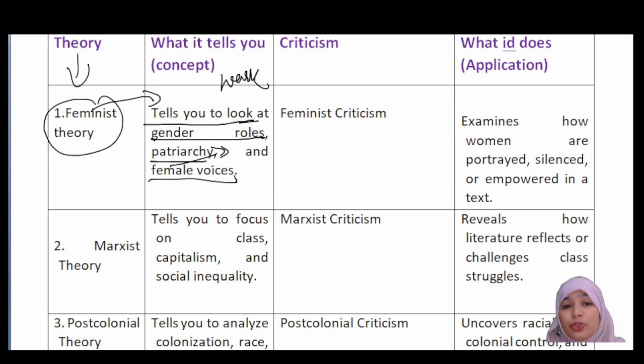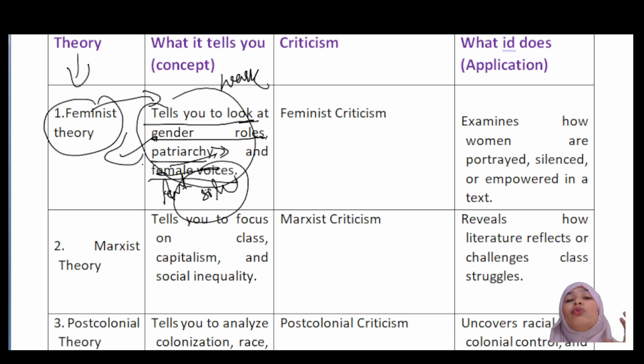In which way does it show the dominance over women? That is what you need to understand, and the female biases, whether they are active or silent. This is what it is your duty to observe in that work by following these things. That is what is called feminist theory.